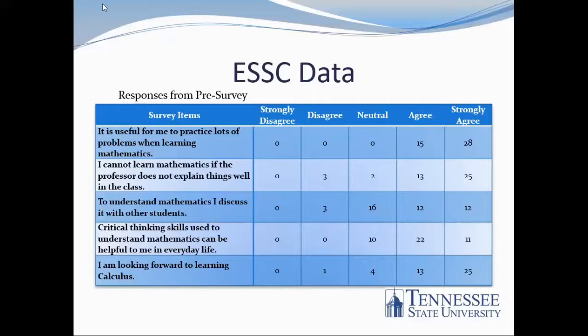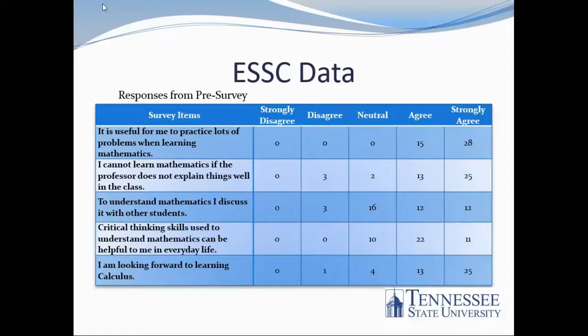To understand mathematics, I discuss it with other students. A lot of the students agreed with this statement. There were some students who disagreed, and there were some students who were neutral, but more of them either agreed or strongly agreed.